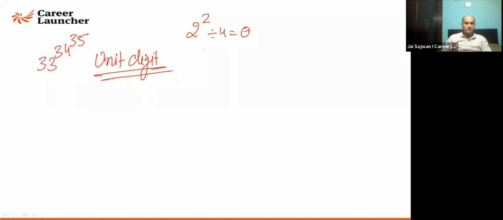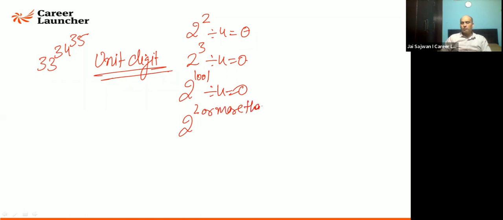बस इतना कह रहे हैं. What is the unit digit now? ध्यान से सोच समझ के आंसर देना. The question should not take more than 10 seconds. Acha, I want to tell you, 2 to the power of 2 is how much? Is it divisible by 4? Yes. Can I say 2 cube is divisible by 4? Yes. Can I say 2 to the power of 1000 is divisible by 4? Yes. 2 to the power of 2 or more than 2 is divisible by 4. If you understand this, this question is nothing.